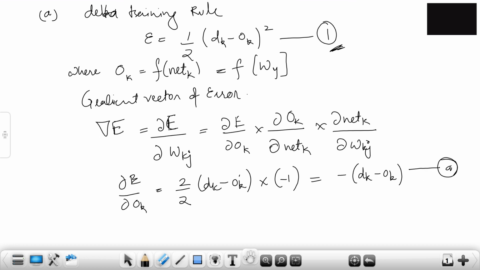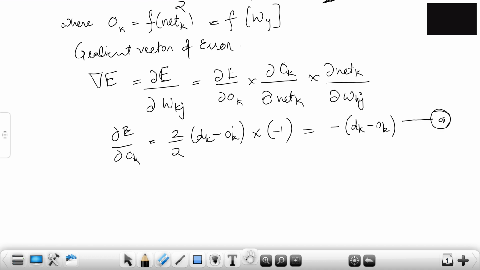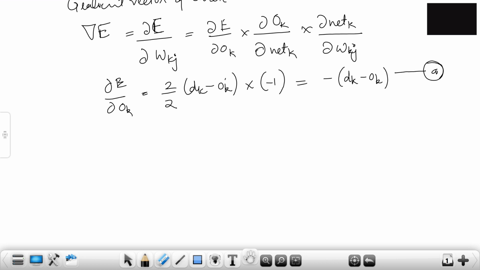See what I've done over here, we have used the gradient descent method. This is the gradient vector of error. So grad of E is dow E upon dow WKJ. Then I'm using the chain rule over here. If you remember your differentiation and integration properly, remember this. Then I'm going to take each and every part and get the answer.